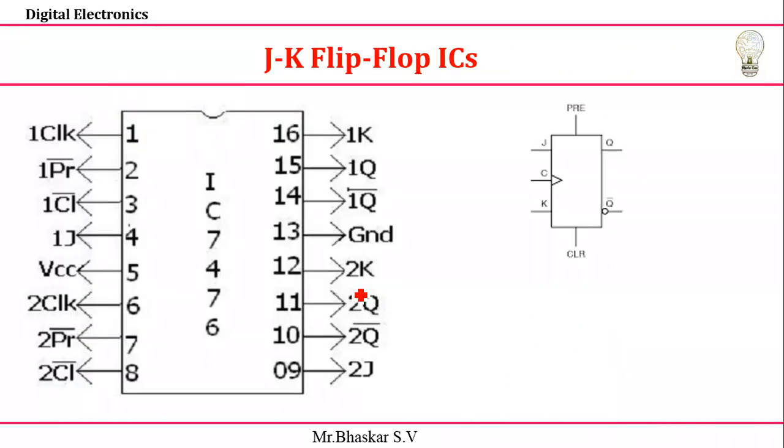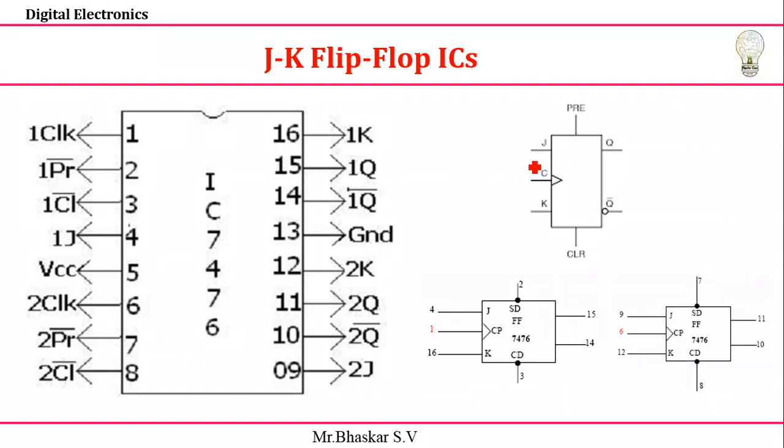Here, as I already told, internally there are two flip-flops. One is the first JK flip-flop. This JK flip-flop has preset, clear, J and K as inputs, and Q and Q bar. And here are the pins, which is very important. You can see 1 is there: this is the first JK flip-flop and this is the second JK flip-flop. Pin number 1 is the clock for the first, and 1 PR is preset, which is pin number 2. 1 clear is pin number 3. Next is 1J, which is pin number 4, and 5 is VCC for everything. Next, where is 1K? Looking for it.